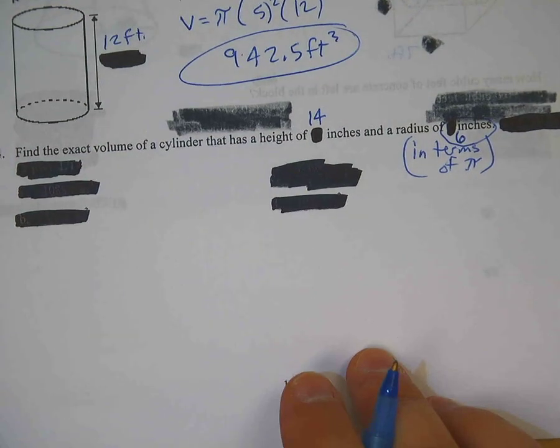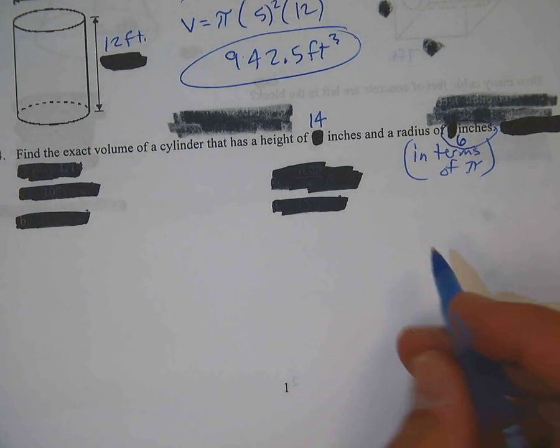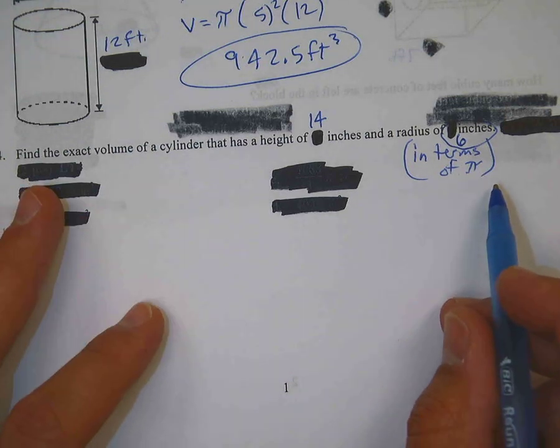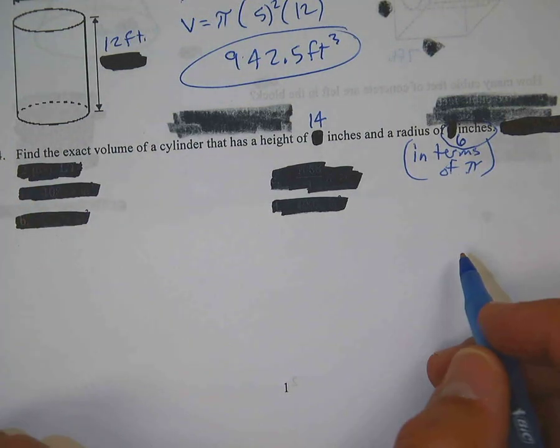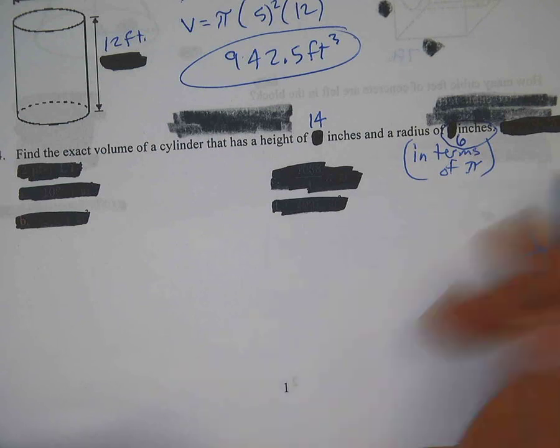Okay, find the exact volume of a cylinder that has a height of 14, radius of 6. So same type of thing. Exact, you're just putting it in terms of pi like we did in that last video, so same type of thing.